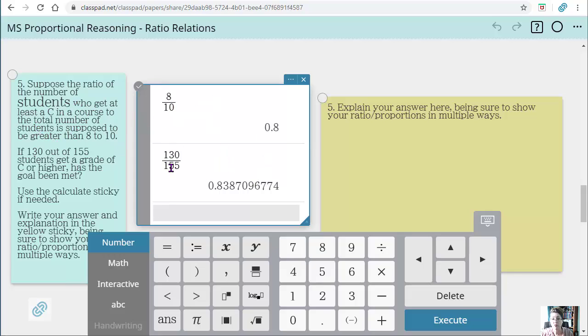So I could do it as a division problem. I could write it out in words. I could say, well, 8 over 10, is that the same as 130 over 155? Lots of ways to think about it, and that's what we're trying to get them to do. We're not giving them a rule or a process, they're just thinking about it. So that's the first activity.